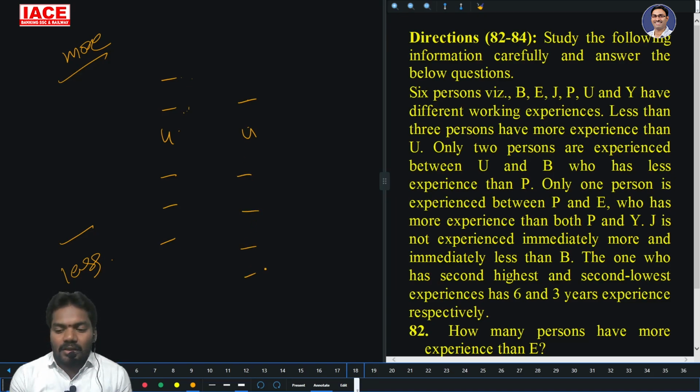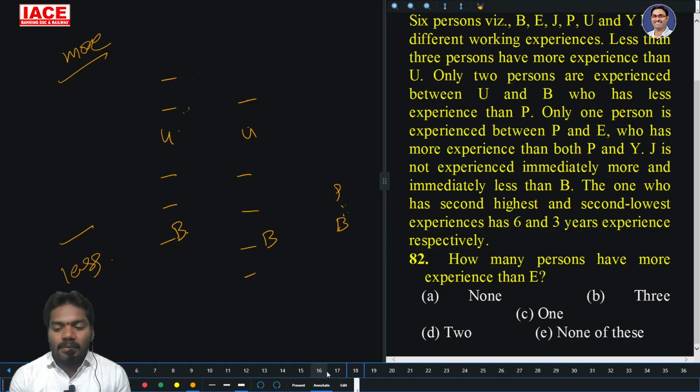Okay. Now, only 2 persons are experienced between U and B. Who has less experience than P? P is less than P. Maybe immediately, may not be. In between P and P, so many.